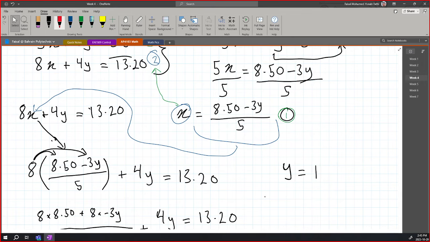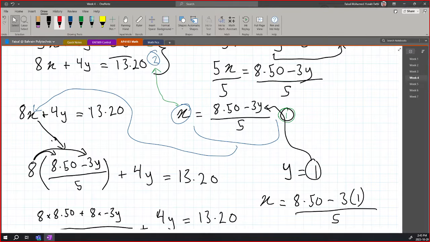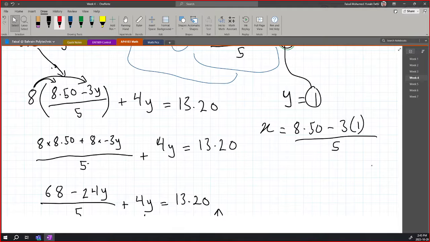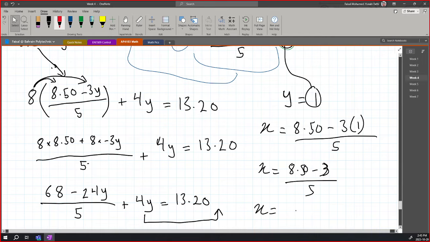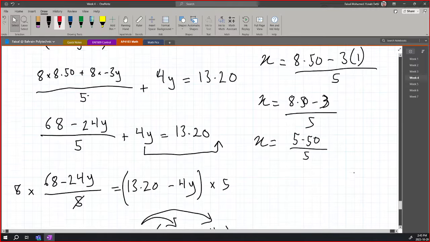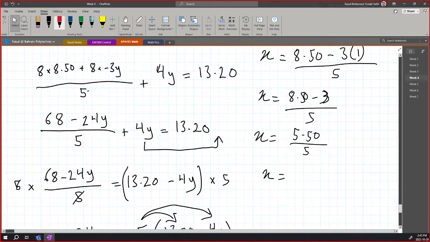For x, to find it we will substitute this y into the y here in this x equation. So x is equal to 8.50 minus 3 times 1 over 5. Alright? X is equal to 8.5 minus 3 over 5. You put it in the calculator, of course, and it solves everything, but just to be exact, 5.50 over 5 if I'm not wrong. So x is equal to 1.1.